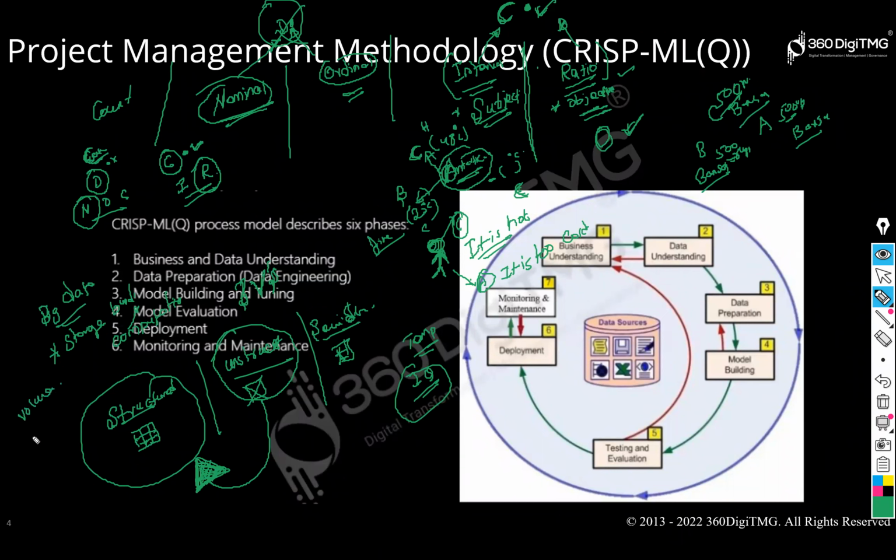Volume, velocity, variety. High volume of data coming in. Very high speed data is generated, that is velocity. Variety is like different data sources, let us say videos, audios, images.